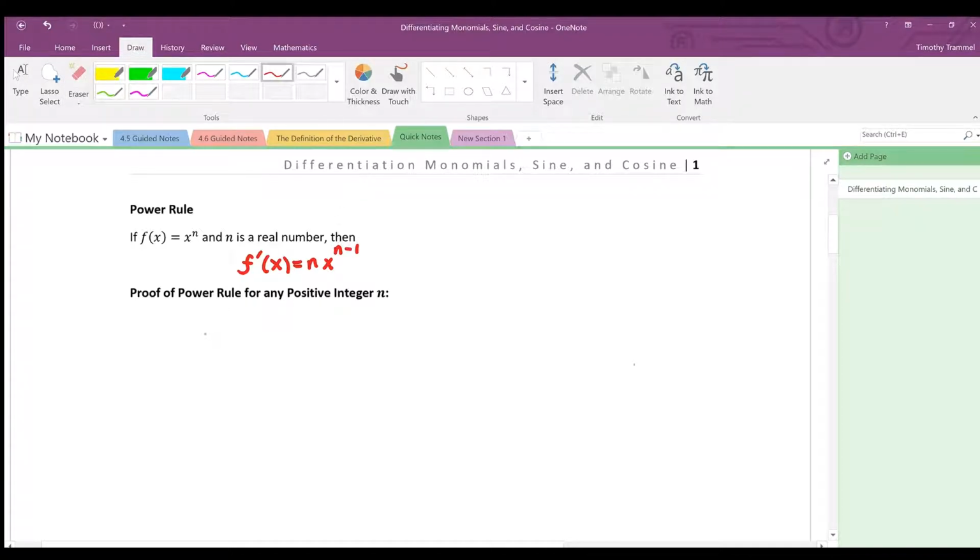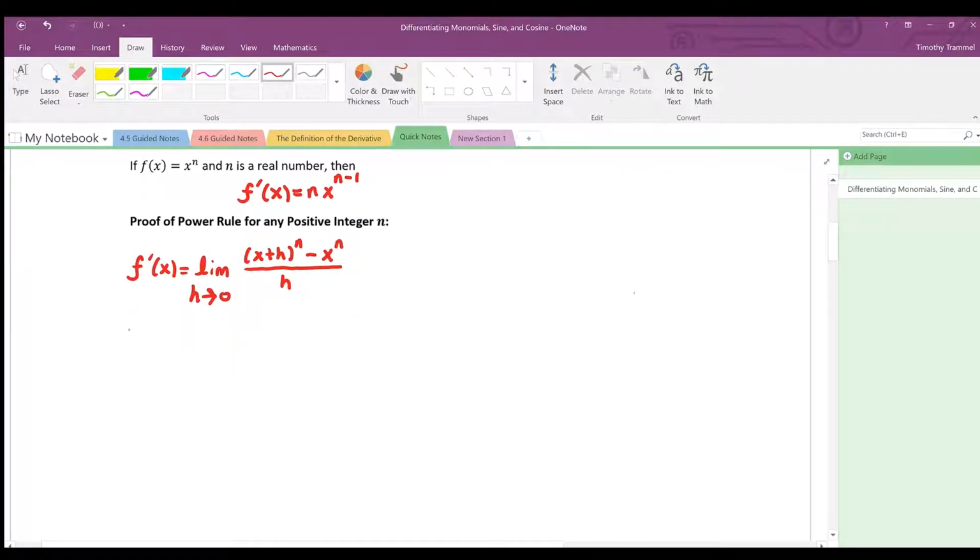There we go. And we're going to go ahead and actually prove this. We're going to use our limit definition of the derivative to prove this. So let's start off with that. We have the limit as h approaches 0. Now if f of x is equal to x to the n, then I'm going to have x plus h to the n minus x to the n, and then this is all over h.